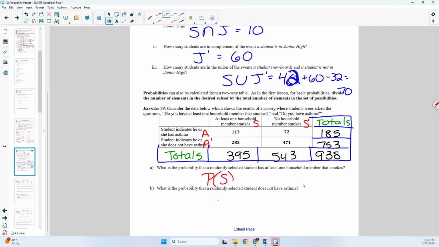So we want the probability of S. So when we do probability, first off, the number of elements in S is 395, out of the total number of elements in the whole set, which is 938. So we just write those two down. It doesn't ask me to round anything, so I'm just going to leave it as a fraction. The next one, the probability that a student does not have asthma. So that's probability of not A. So there's 753 students that don't have asthma out of 938.